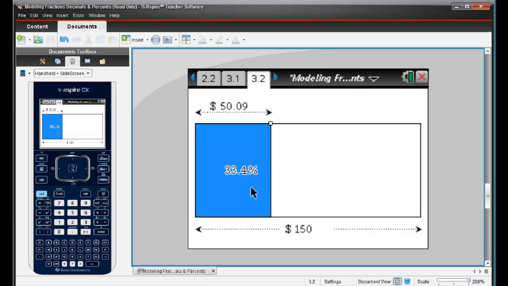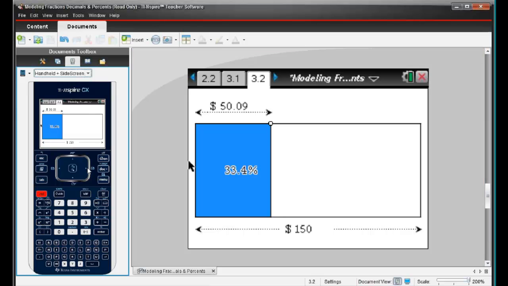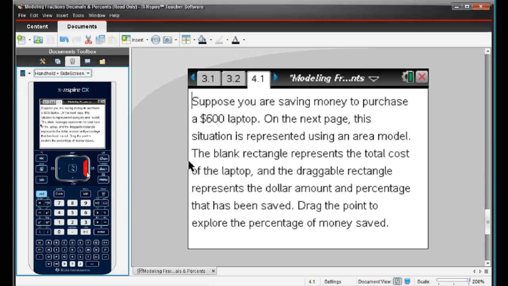So again, going full circle with our numerator, our denominator, a decimal representation, a percentage, and then tying that back into our area model. So we certainly invite you to use this next model to apply what you've learned about percentages.